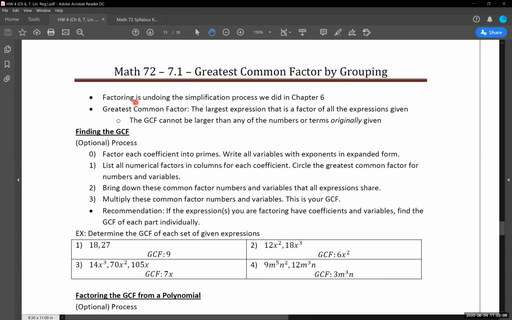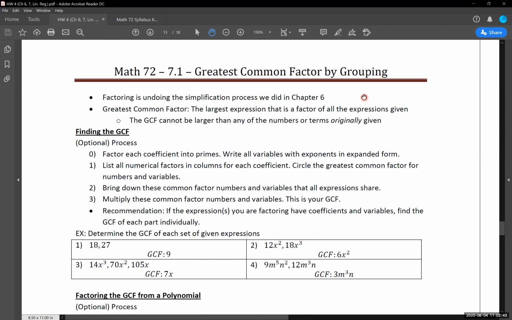Factoring is undoing the simplification process that we did in chapter 6. So we had one or two or three or four things that were being multiplied together. We condensed all those down, we multiplied them together, we added, subtracted, all that fun stuff, and then we got to a polynomial final answer. The process of factoring is essentially undoing that. We're breaking it down into as many small parts as we possibly can and finding out what factors go into making the polynomial that we started with.